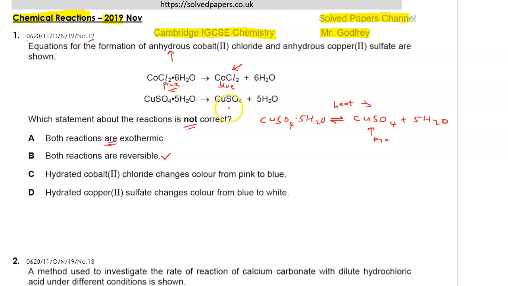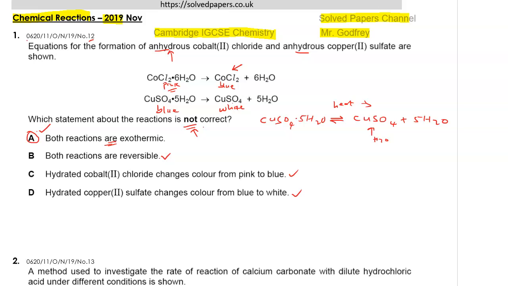The other one is also this one. You add a few drops of water to anhydrous copper 2 sulfate. Anhydrous copper 2 sulfate is white. This one is white, and this one here is blue. So both of these anhydrous compounds are used to test the presence of water. So this is correct. Hydrated copper 2 sulfate changes color from blue to white. That's also correct. So the wrong answer here is A, which happens to be our correct answer because we are looking for the statement which is not correct.